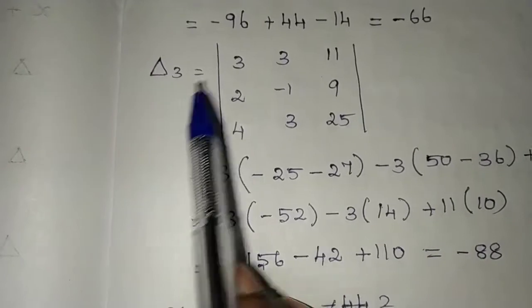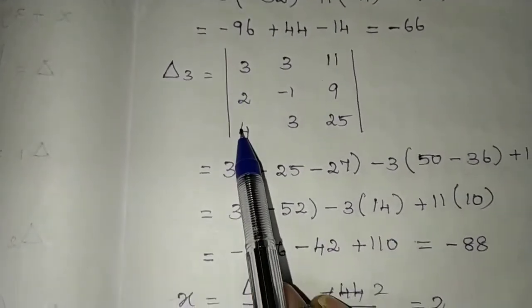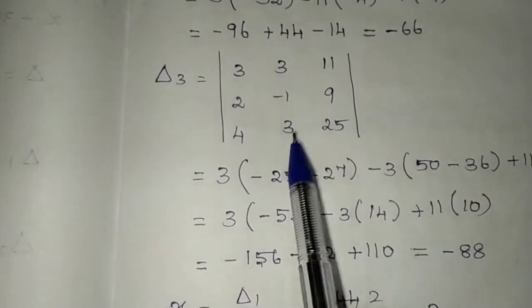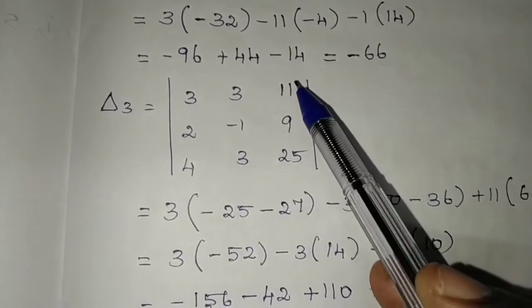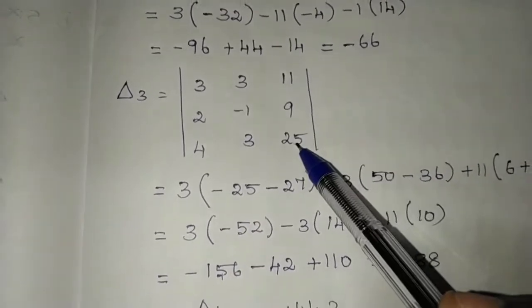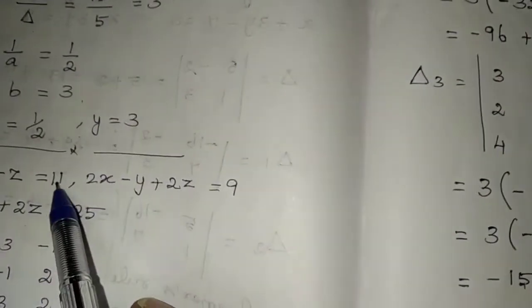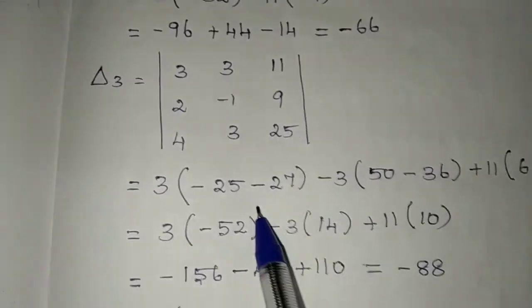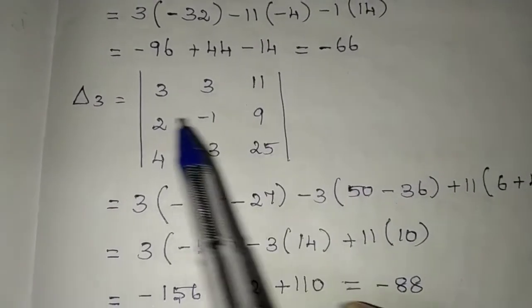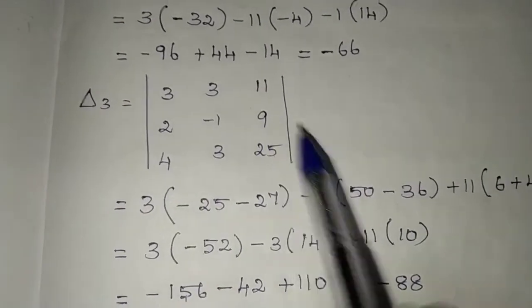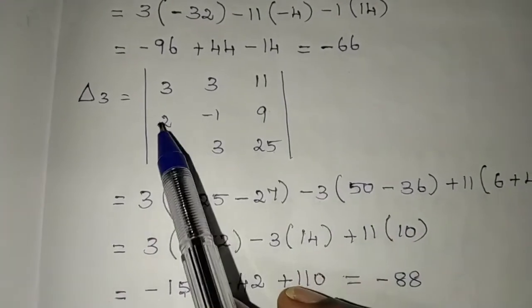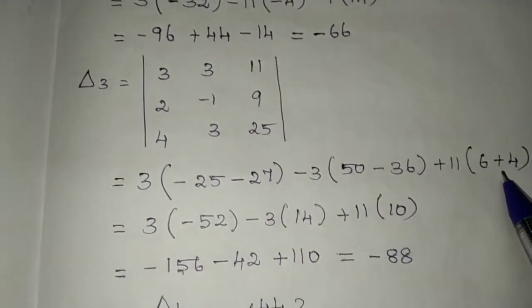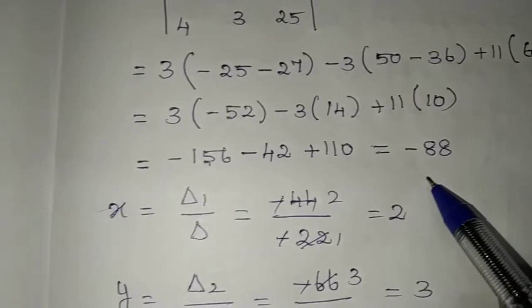Delta 3, similarly, first column, second column, you have to write as it is and write the third column with the constants 11, 9, 25. Simplify: 3 into minus 25 minus 27, minus 3 into 50 minus 36, plus 11 into 6 plus 4. Simplify, we get minus 88.